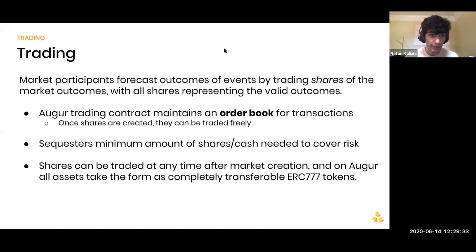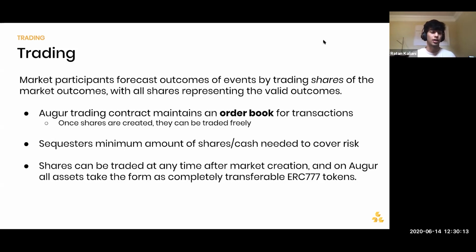So after the market has been created, it now moves into the trading phase. This is where market participants are forecasting the outcomes of events by trading shares of the market outcomes. And what we see during this trading phase is what you see in traditional betting markets as well, that the shares of the outcomes are accurate predictions of what people believe will be the outcome of, say, the fight. So say in Pacquiao versus Mayweather, a lot of people favored Mayweather. And that could also be seen through the market outcomes because more money is being placed on Mayweather winning, and that's how the odds shift.